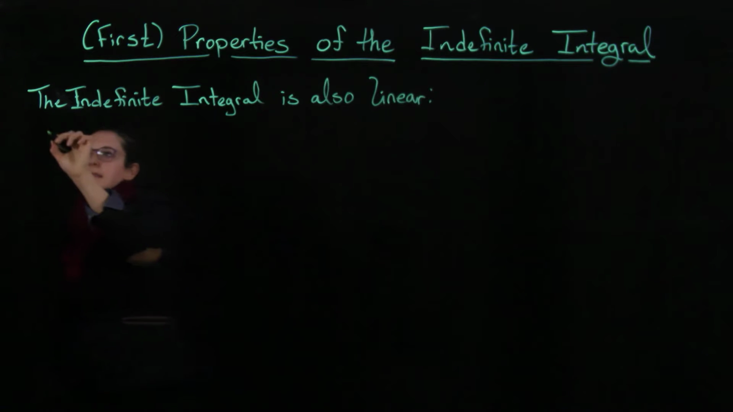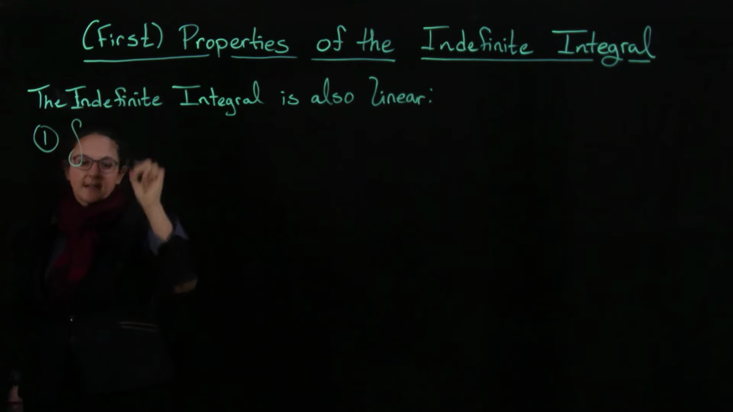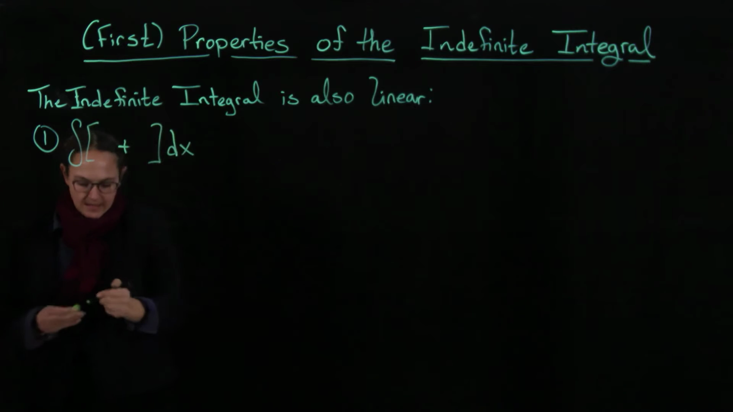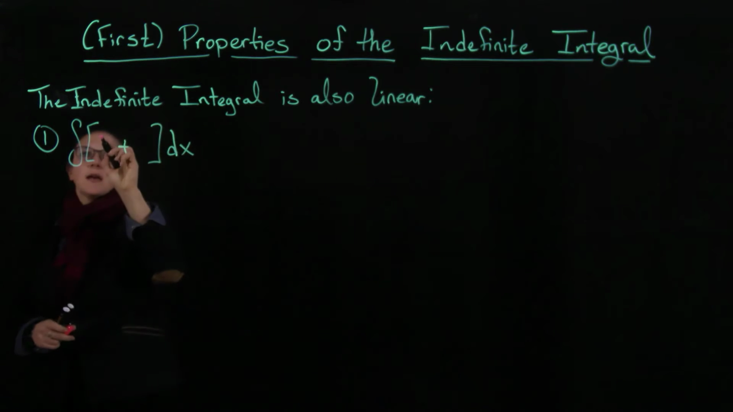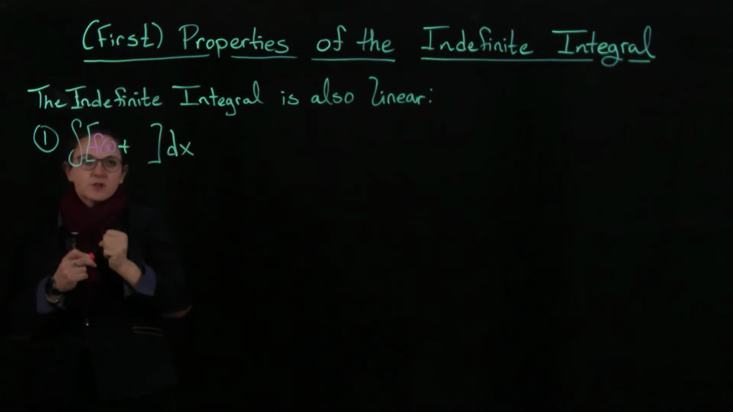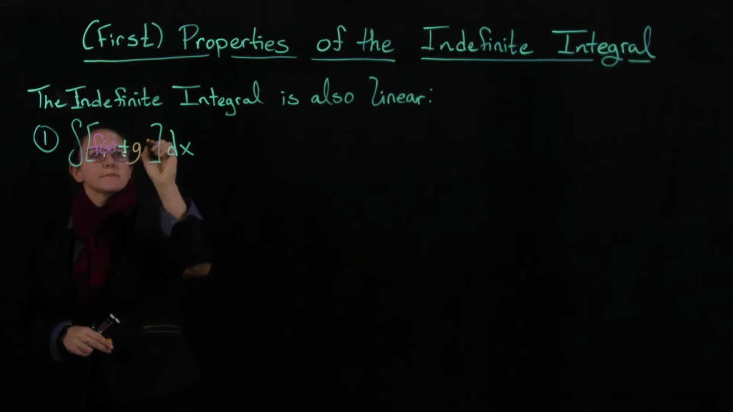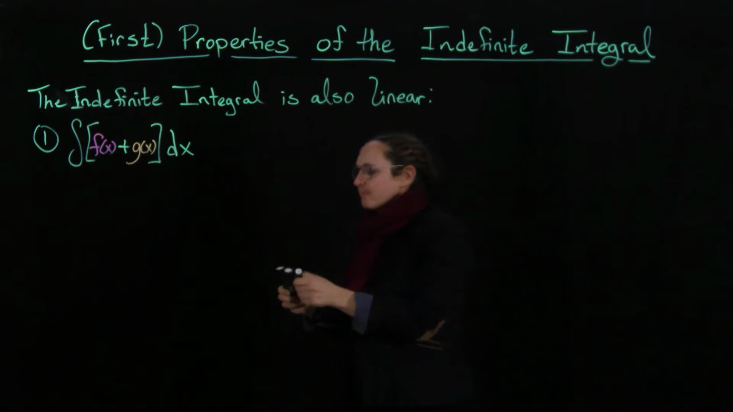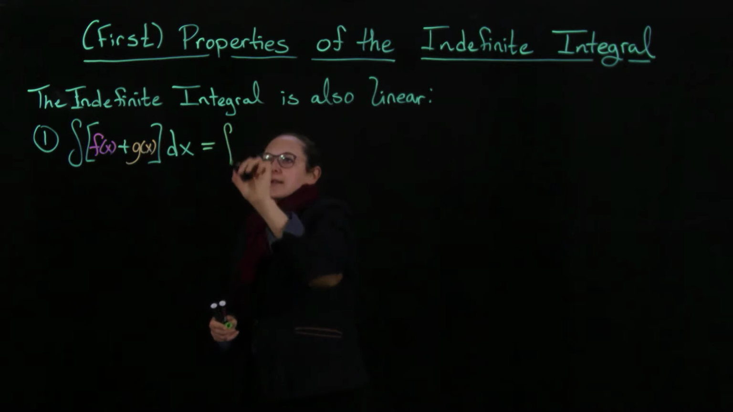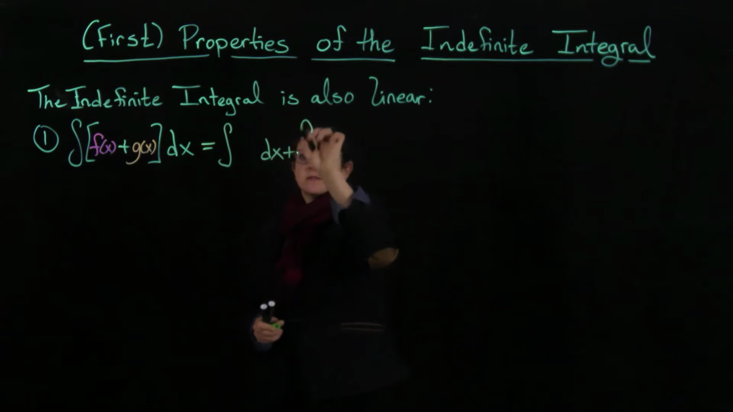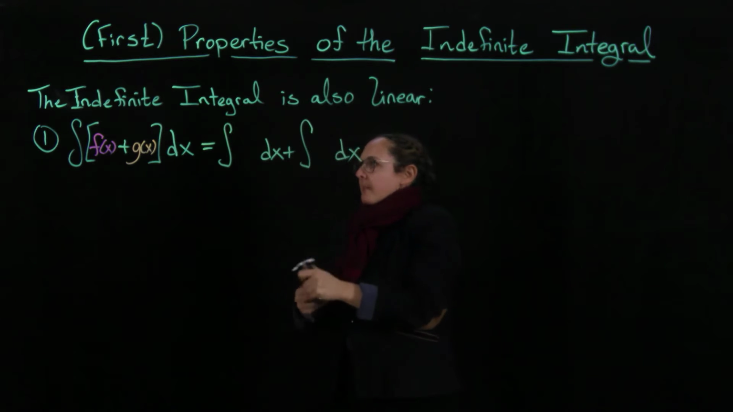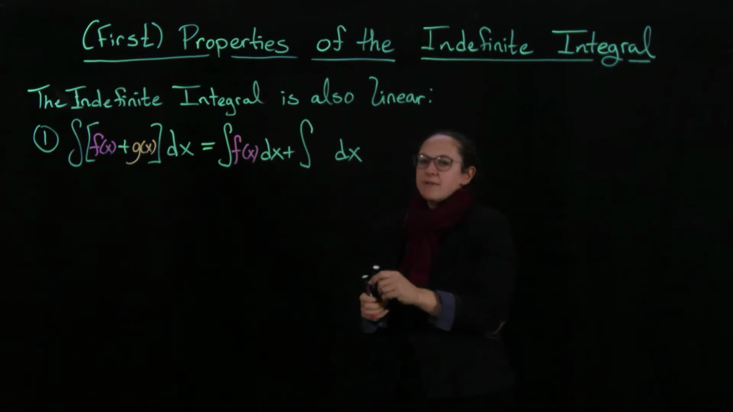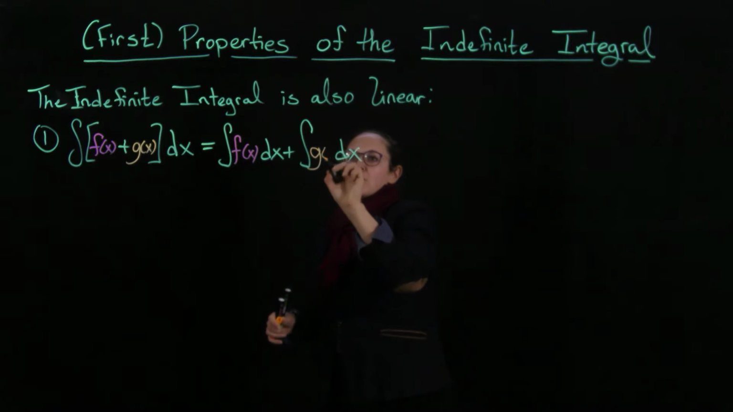So what does that look like? If I take the integral of the sum of two functions, a function f of x and a function g of x, that's going to be the same thing as moving the addition to the outside. So that's going to equal the integral of f of x plus the integral of g of x. This works for addition.